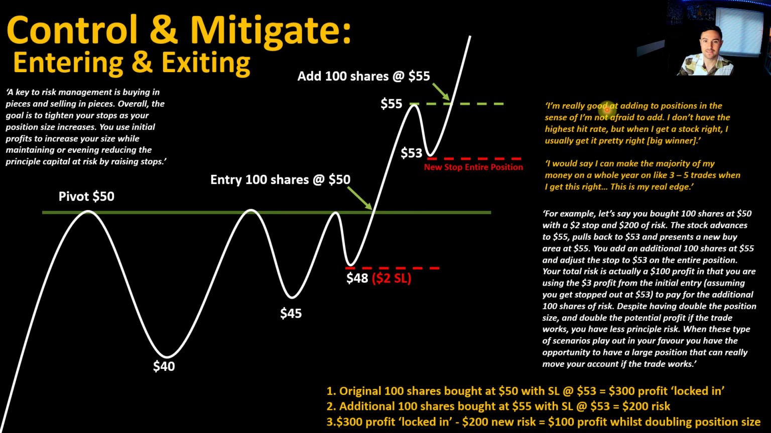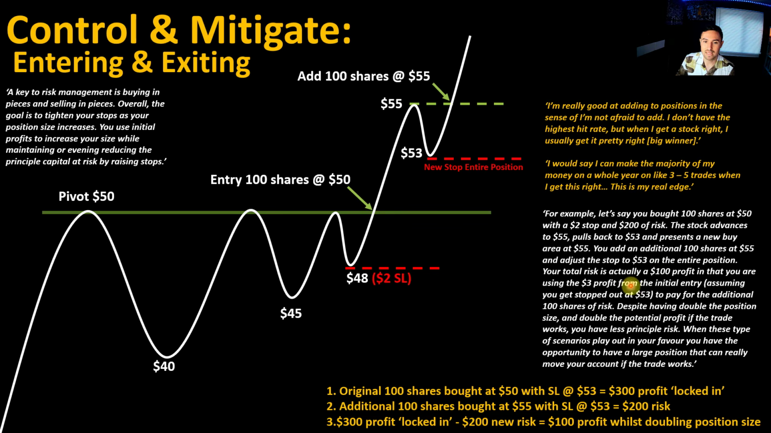I'm really good at adding to positions in the sense of I'm not afraid to add. I don't have the highest hit rate, but when I get a stock right, I usually get it pretty right, i.e. a big winner. So thinking about big multiples coming in, I would say I can make the majority of my money on a whole year on like 3 to 5 trades when I get this right. This is my real edge. Remember the 80-20 principle, but maybe more like a 90-10 principle here, that it's a couple of trades a year, kind of a handful, that really make Oliver's year.